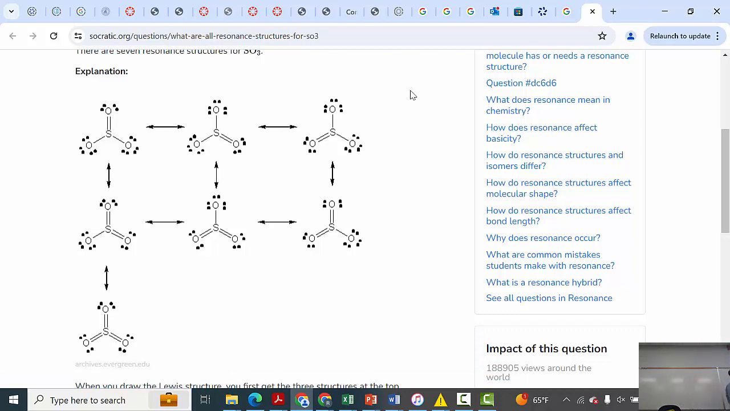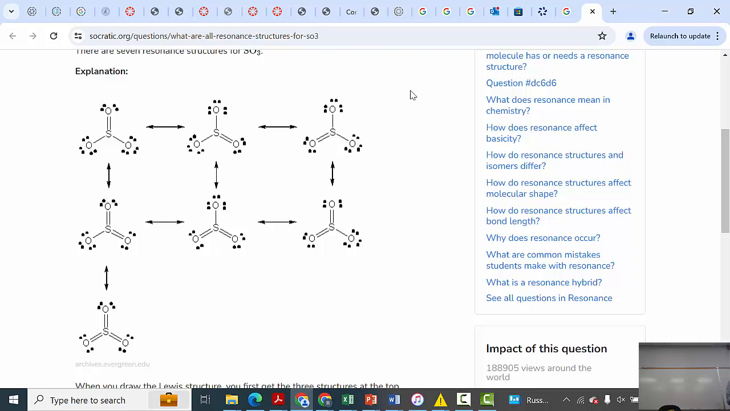What are they doing here? What they're doing is they're doing some non-equivalent resonance forms. But we don't know exactly what's going on with the energy. And so this is with an octet. So the top 3 are with octet. The middle 3 are with partially expanded octet. And the bottom one is fully expanded octet.